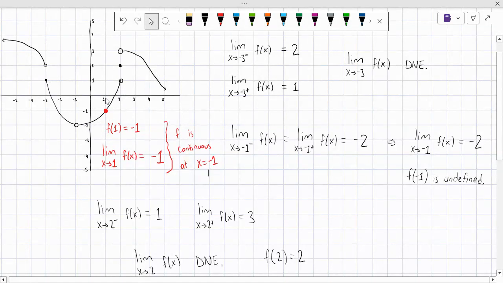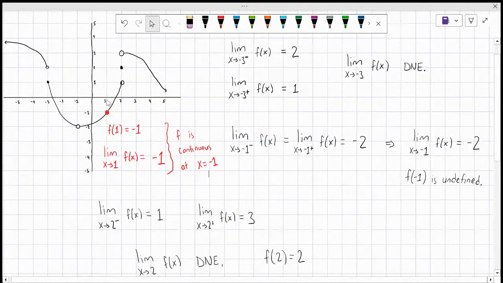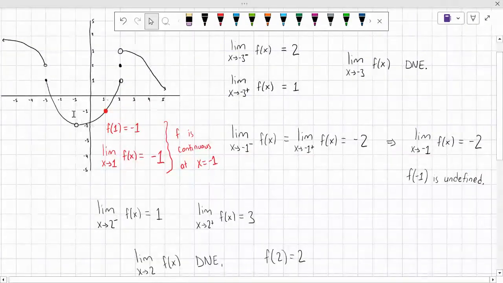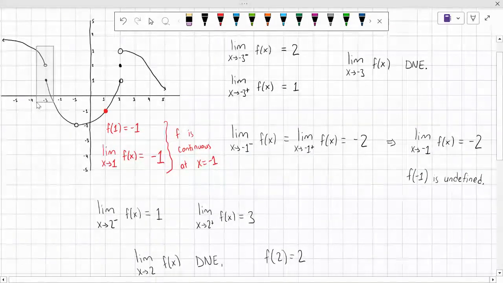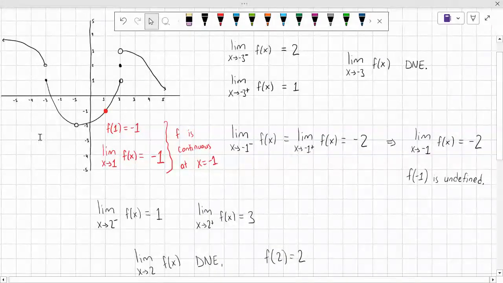Yes. If a graph has a hole, that means it's a removable discontinuity. In this case, let's see here, this one in particular is called a removable discontinuity. That's correct. And if a graph has a jump, like right there, where you're pointing on the screen, that is a jump discontinuity. So there are different types of discontinuities that a function can have.